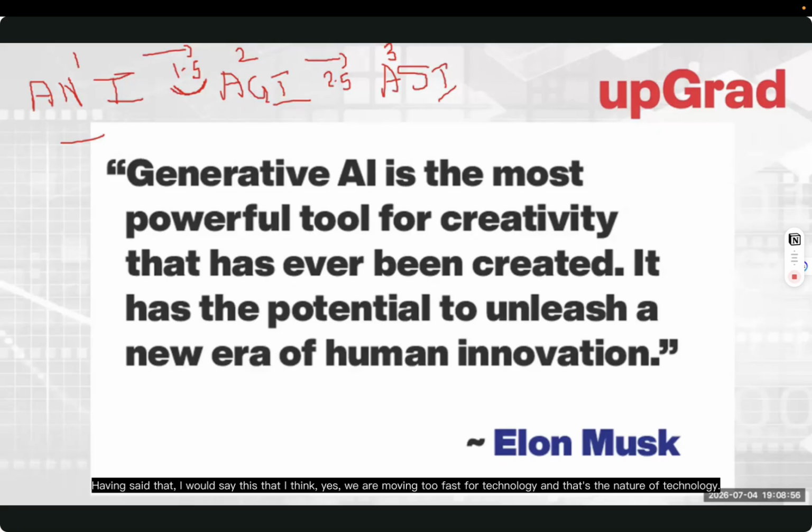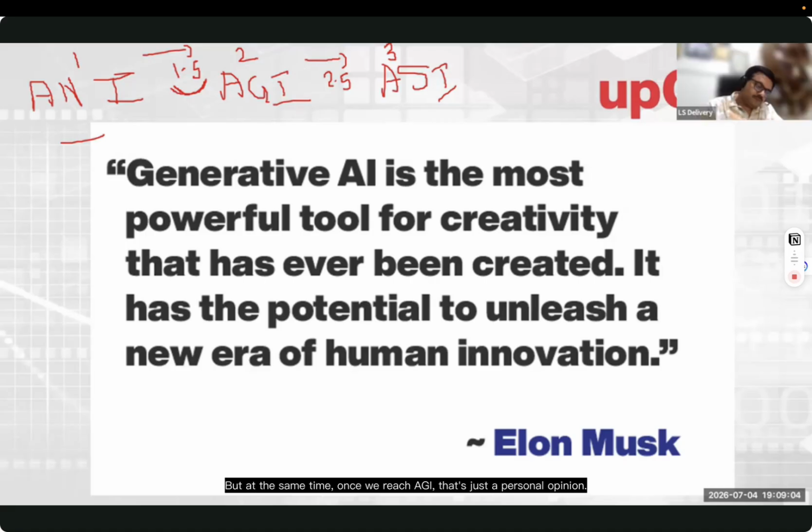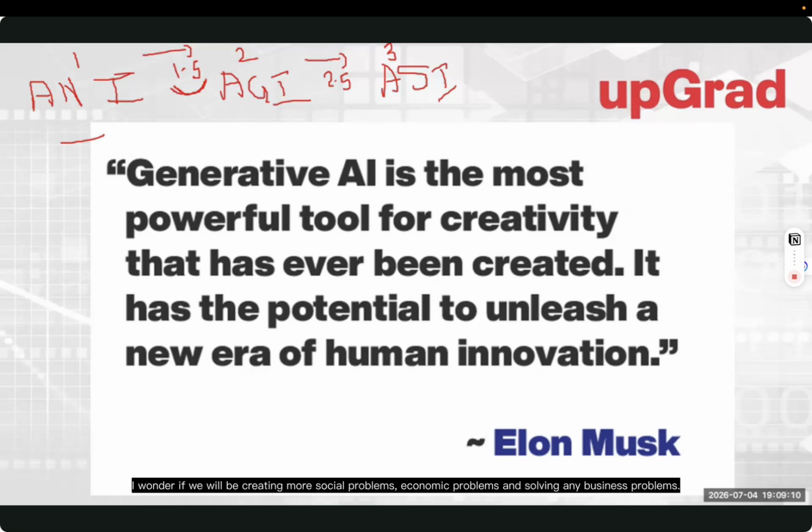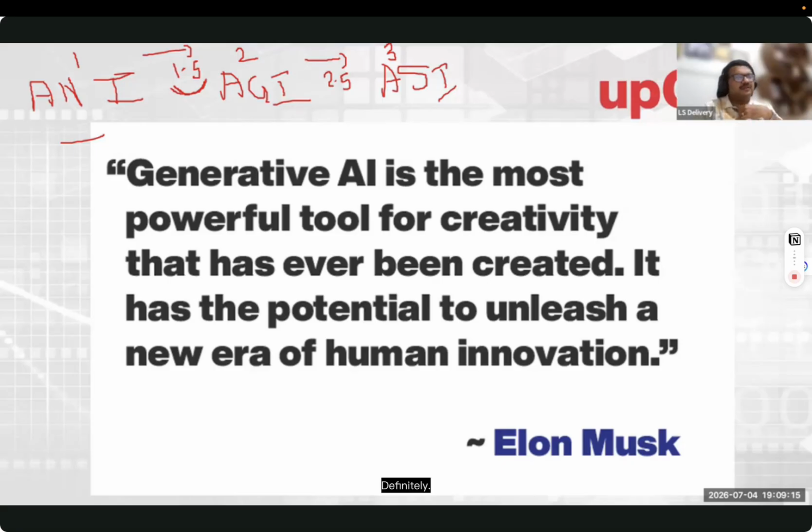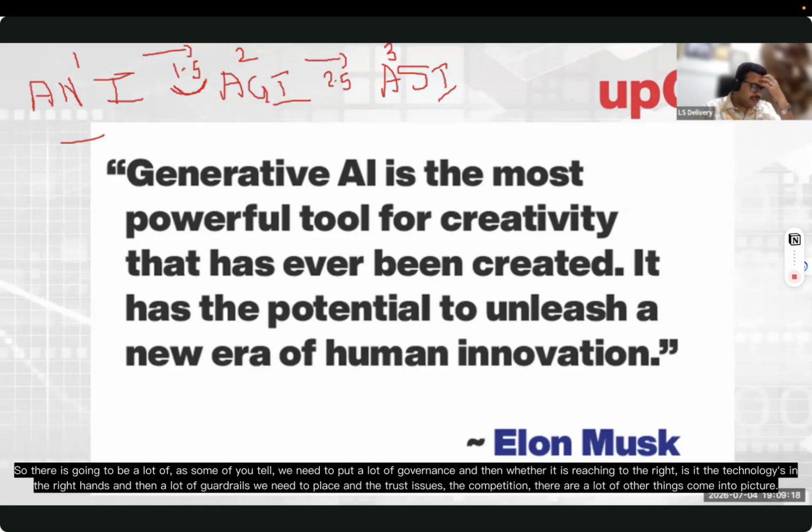Having said that, yes, we are moving too fast for technology, and that's the nature of technology. But at the same time, once we reach AGI, and that's just a personal opinion, I wonder if we will be creating more social and economic problems than solving business problems. Definitely. So, as some of you said, we need to put a lot of governance in place, and ask whether the technology is in the right hands, with a lot of guardrails, and the trust issues and competition. There are a lot of other things that come into the picture. So we'll wait and see.